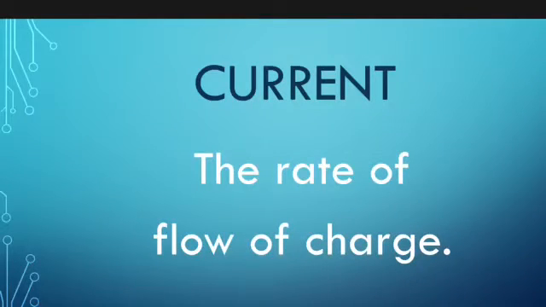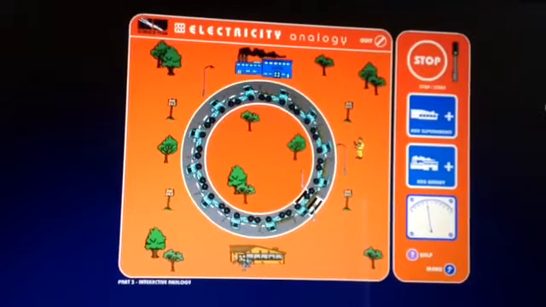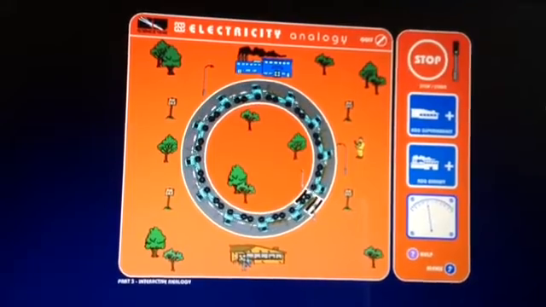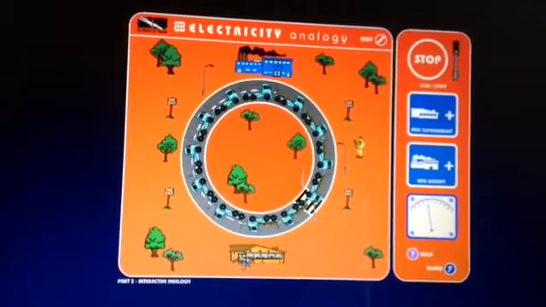Current is the rate of flow of charge. What does that actually mean? In a circuit, the charge that is flowing is negative, because it's electrons that are flowing from ion to ion along the conductor. Let's use a model to help us to try and understand.